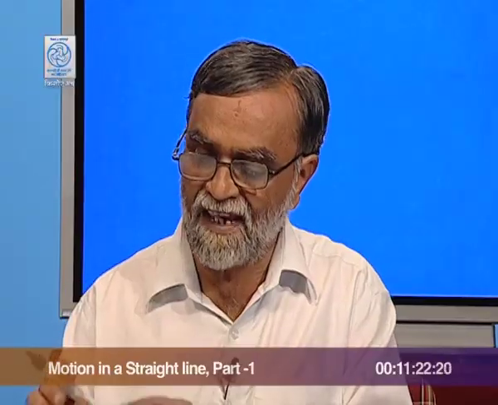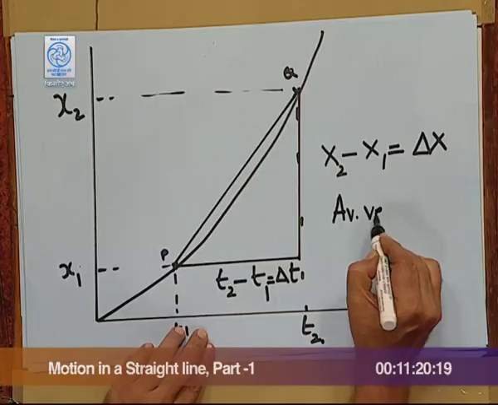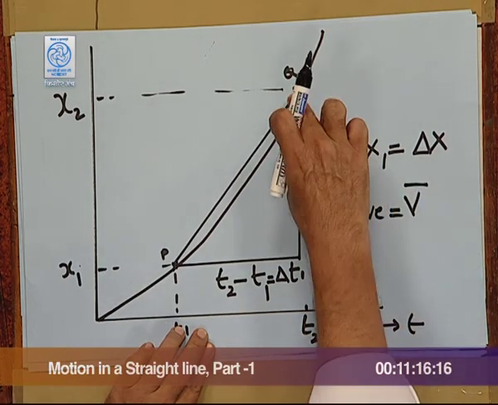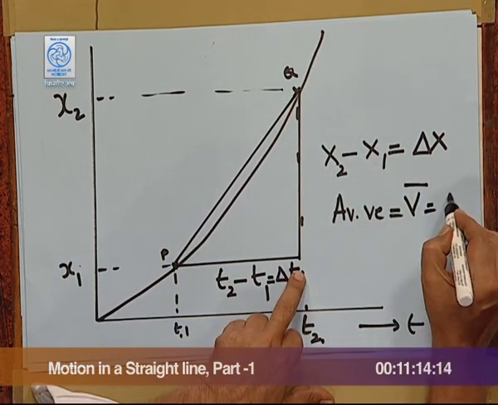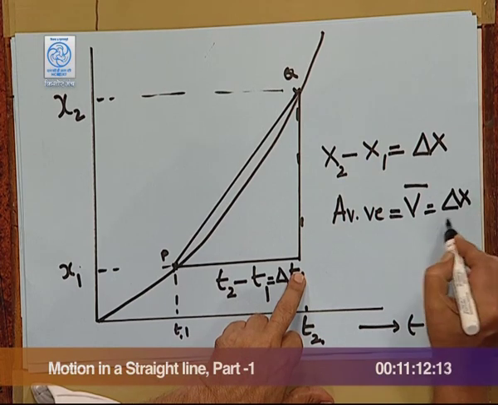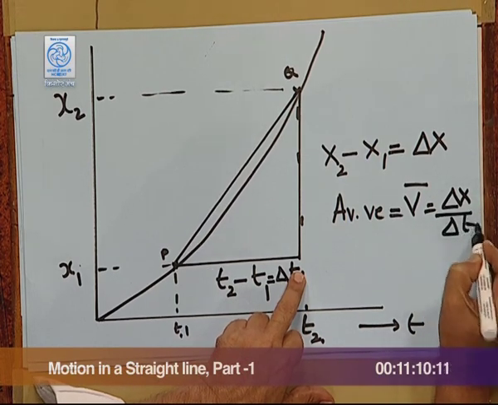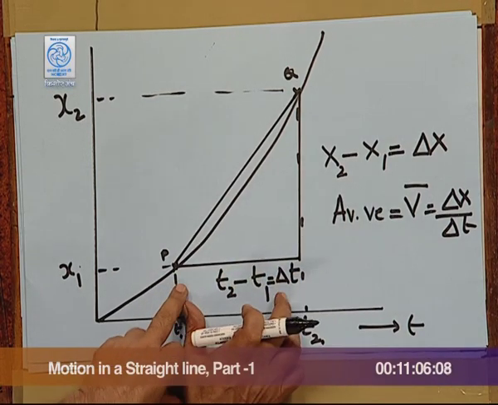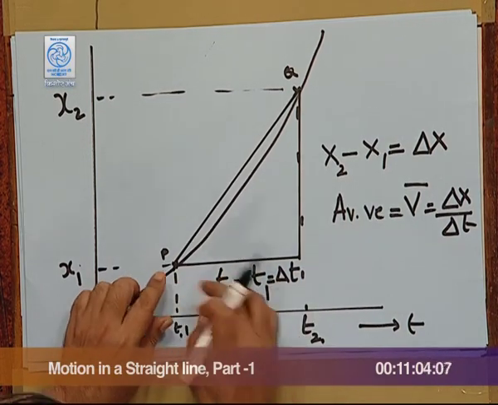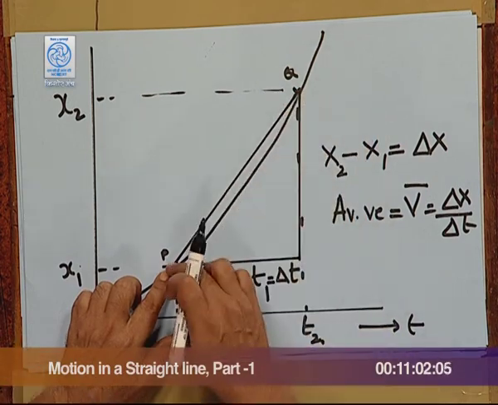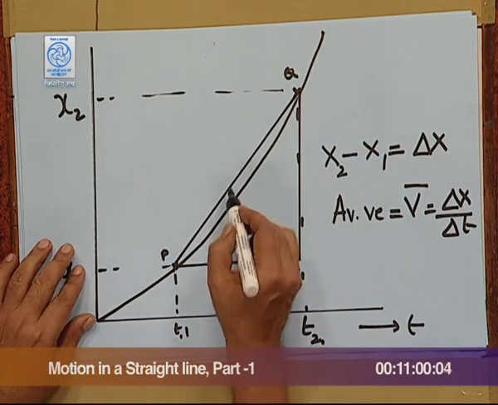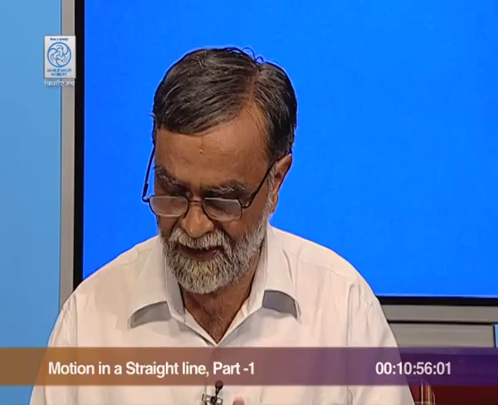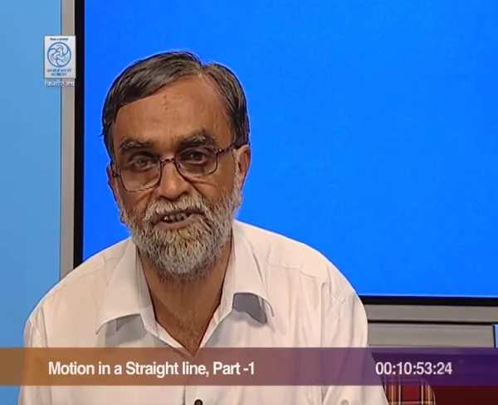When we say average velocity, which is represented by V bar, here we mean delta x by delta t. Look at the graph, that is the height of this triangle divided by the base of this triangle, which we call the slope of this line PQ. Slope of the line PQ represents the average velocity in the interval t1 to t2.